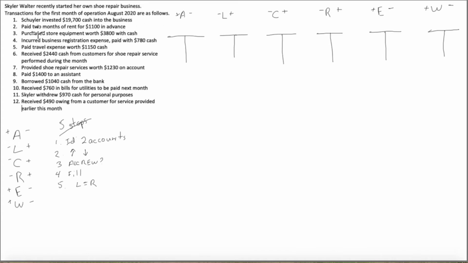All right, so Skylar invested $19,007 cash into the business. Okay, so first of all, identify the two accounts. If it's cash, that's always a tip right there. So cash is one account. And then she invested. We talked about invested meaning capital. So over here would be another one.